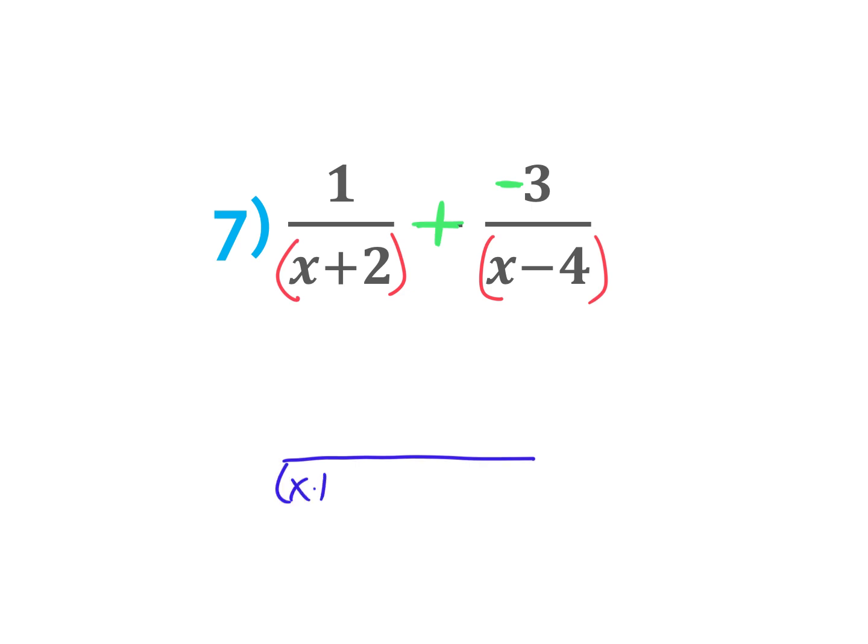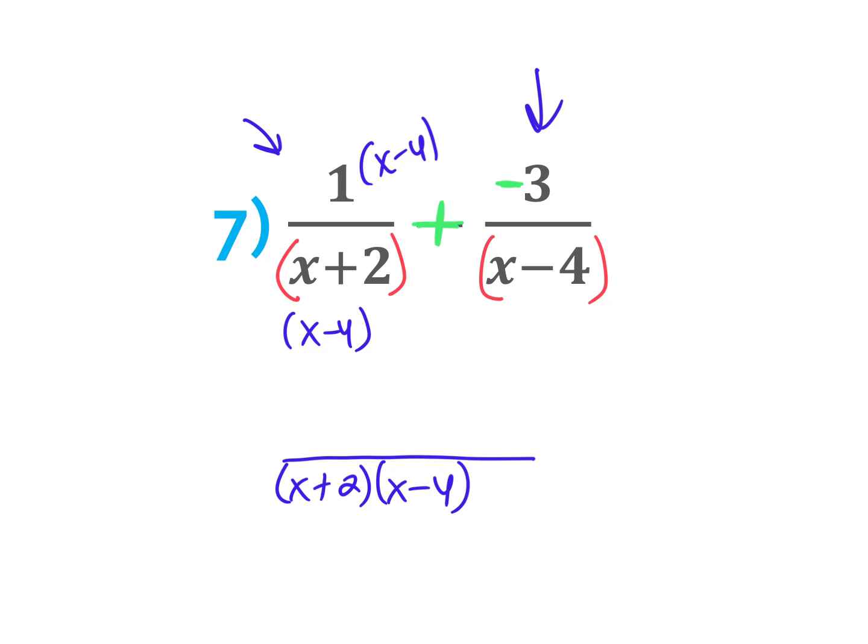So I'm going to write x plus 2 and then x minus 4. There's nothing to factor there. You can't break those down at all, so that's all we've got to do. So my first fraction, I look at it and I say, okay, it has the x plus 2 in the denominator. What is it missing? The x minus 4. So when I multiply the bottom by x minus 4, then I multiply the top by x minus 4. My second fraction has the x minus 4. What is it missing? The x plus 2. So if I multiply the bottom by x plus 2, then I multiply the top by x plus 2.